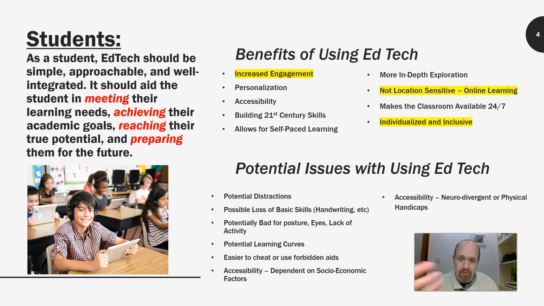This allows us to meet the student's needs more effectively. As with everything, when there's benefits, there's issues. We specifically want to talk about accessibility. It has two sides. We need to be careful about accessibility based on socioeconomic factors and based on neurodivergent or physical handicaps that may be present.